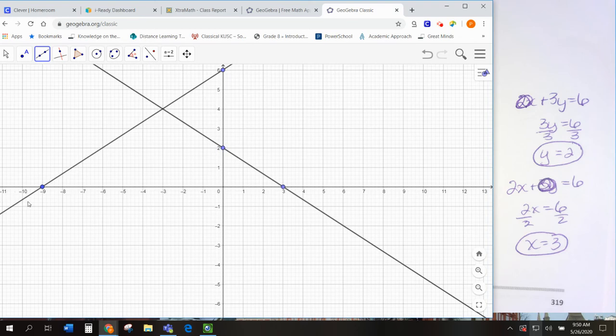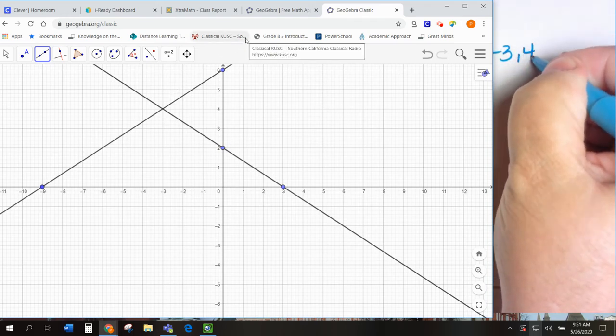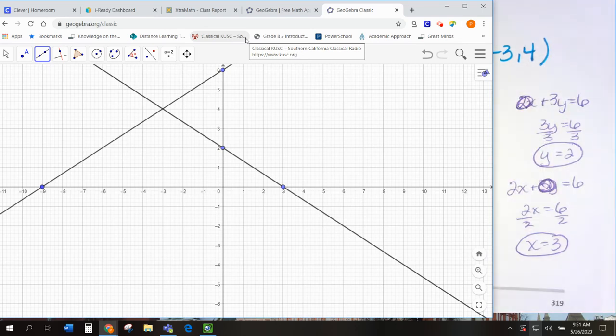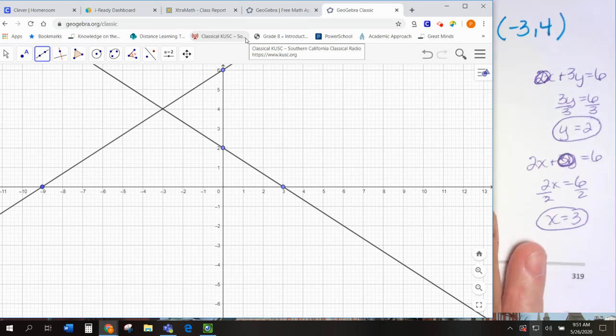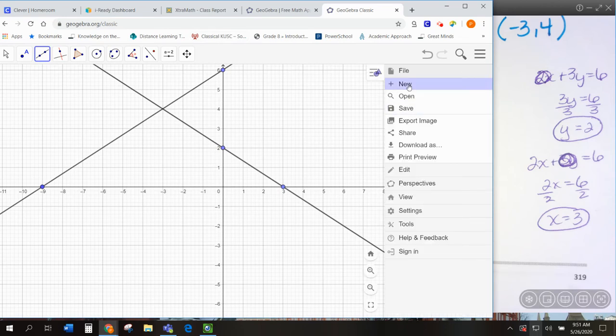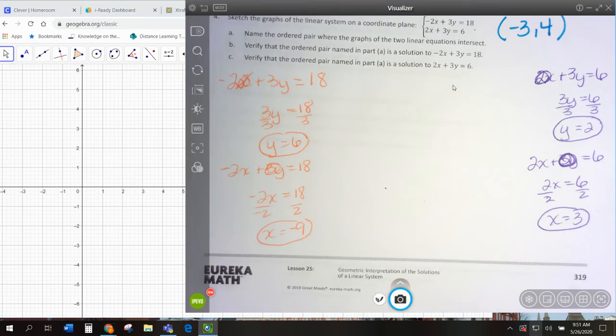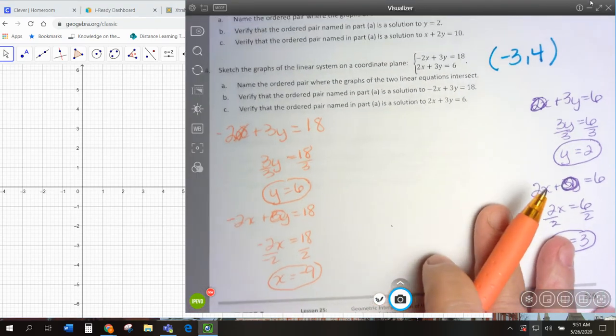And what is our solution to this system? Right, we're here at the intersection. Our solution is (-3, 4). So let's prove this. Let me clear this out. Let's prove this. So (-3, 4).